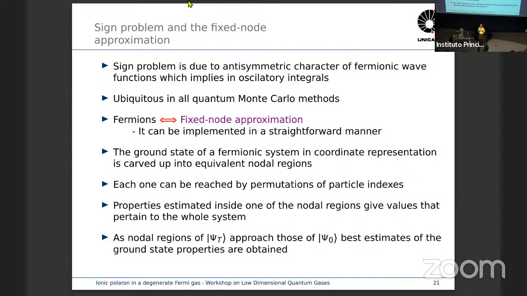Because the configuration space is carved up into equivalent nodal regions, and each one of these nodal regions can be reached just by a permutation of the indexes. So if we just keep our calculations in one of these nodal regions, we will get results that are good for the whole system. And as I said before, as the trial function improves, better estimates are obtained.